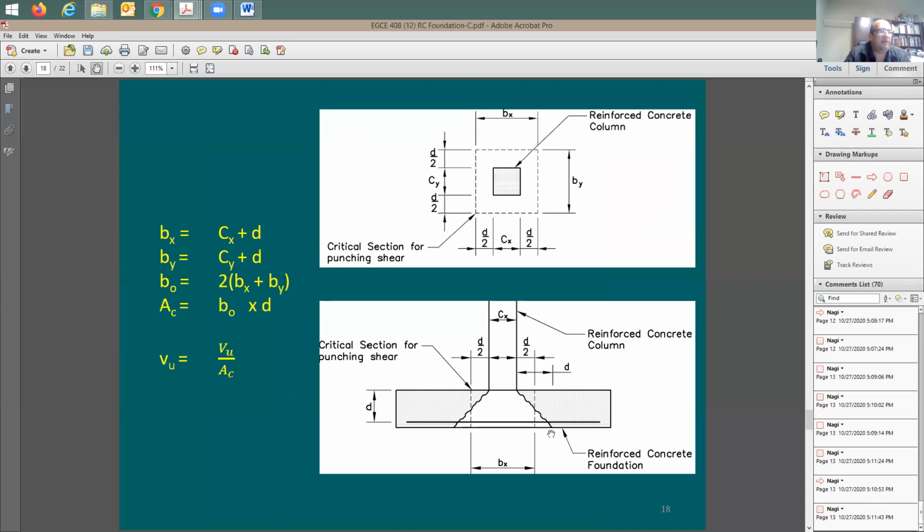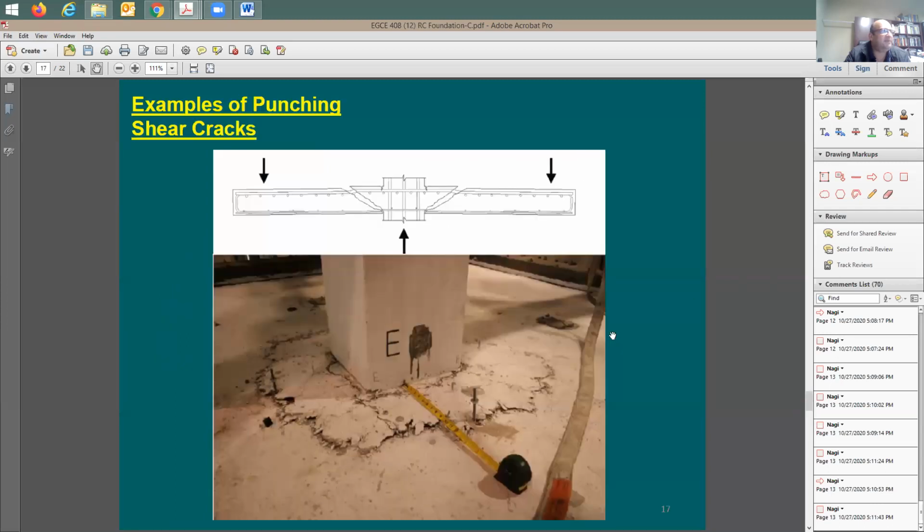Here's a slide showing why the critical section and this type of things. So I guess I'm going to stop at this point. I'll let you guys go. If you have any questions, please see me at the office hour meeting. Have a good night.